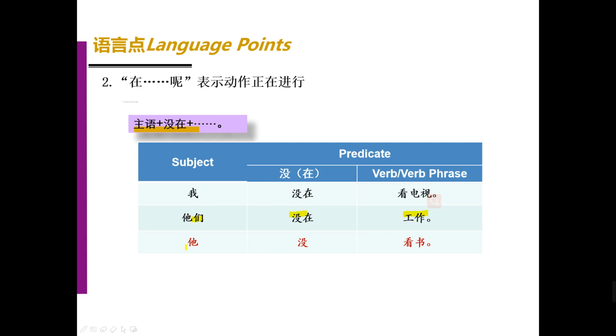The third sentence, 他没看书。For here, 在, please pay attention, 在 can be omitted. So for this sentence we can say 他没看书。He is not reading a book. And we can also say 他没在看书。For here, 在 can be omitted when used in a negative form.